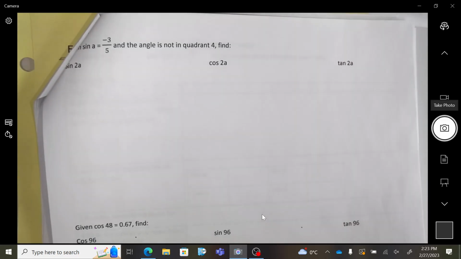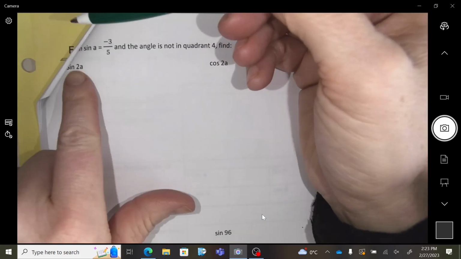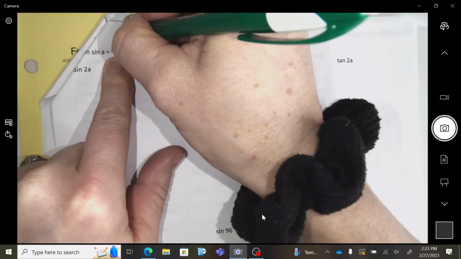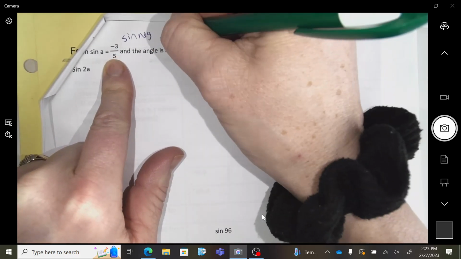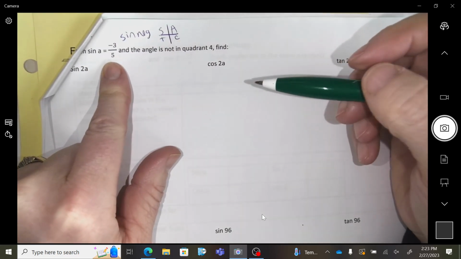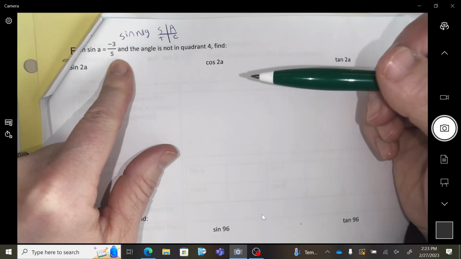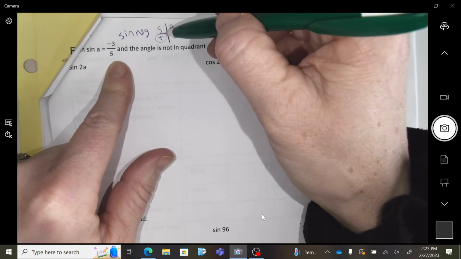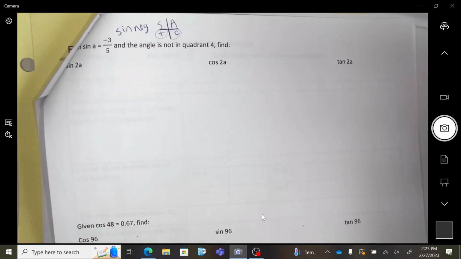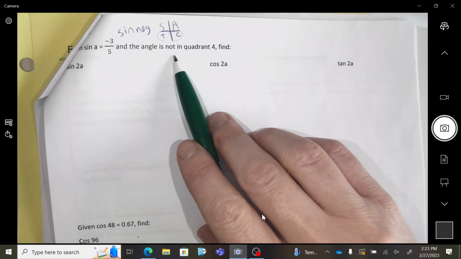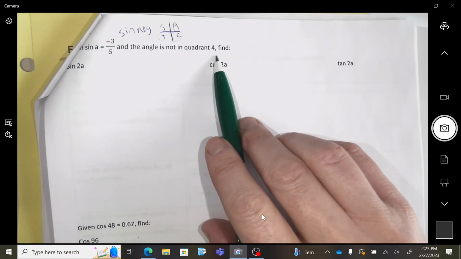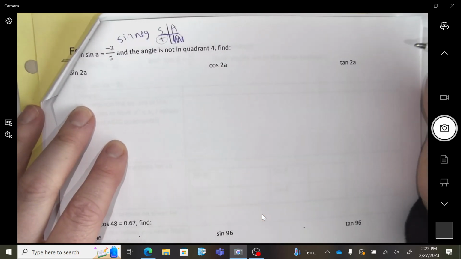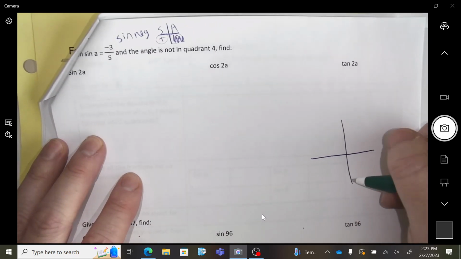Okay, number 1 on this page. So I gave you a sine trig value, and sine is negative. So can you think about some ASTC stuff? The trig value for sine is negative. So where could I be right now if sine is negative? I could be in the bottom, right? Sine is negative in the bottom ones. But the angle is not in quadrant 4, so not there. So what's the conclusion? We're in quadrant 3.